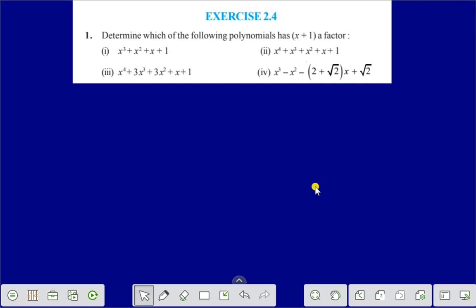Hello everyone. Today I'll discuss exercise 2.4 question number 1. Determine which of the following polynomials has x plus 1 as a factor.